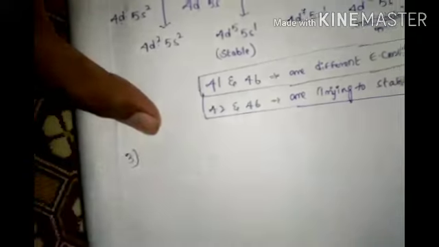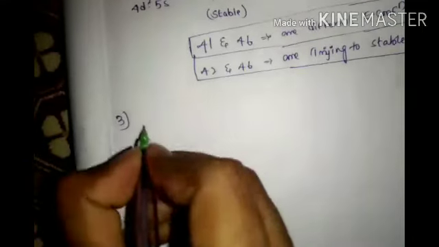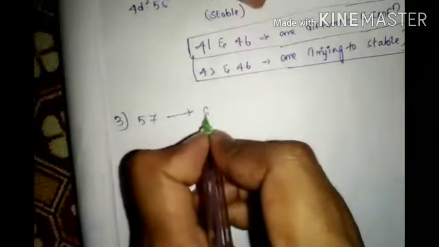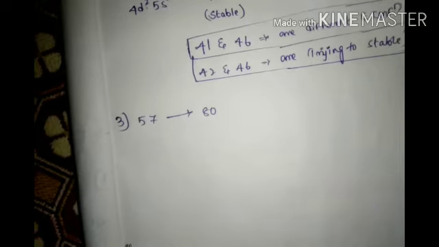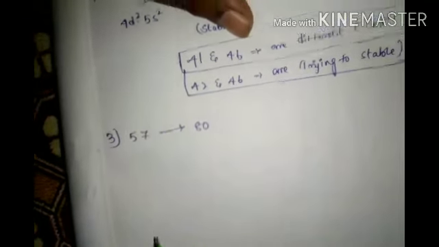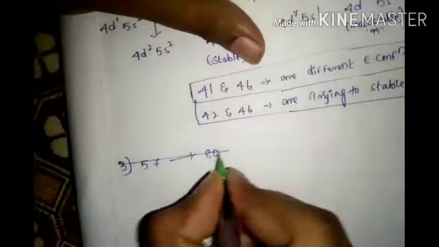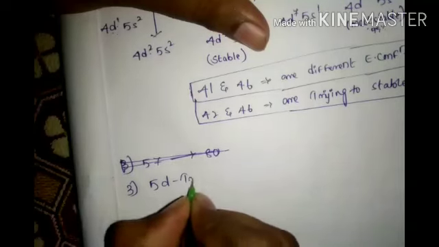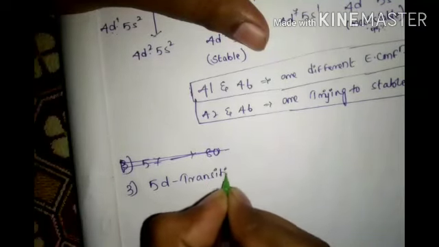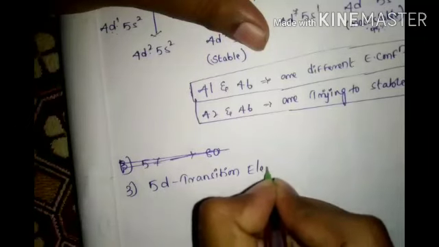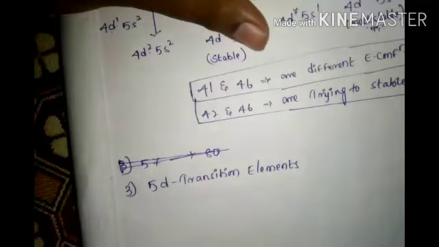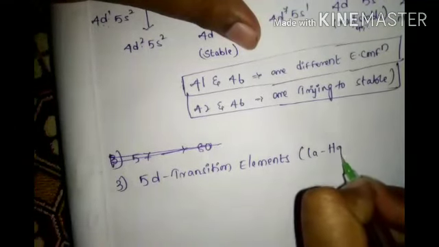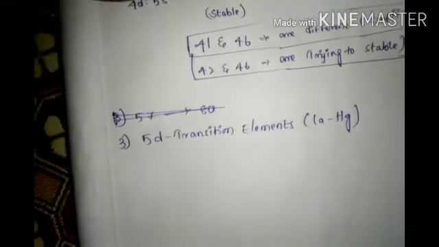Next, third, 57 to 80. This is the 5d transition series. Take the heading, write it first: third 5d transition elements. 5d transition elements, lanthanum to mercury. Lanthanum to mercury.